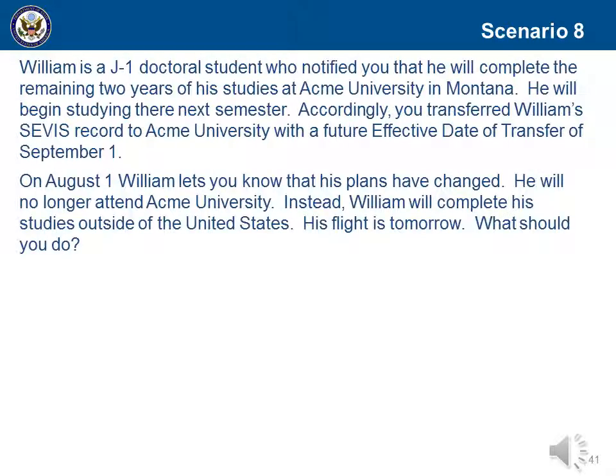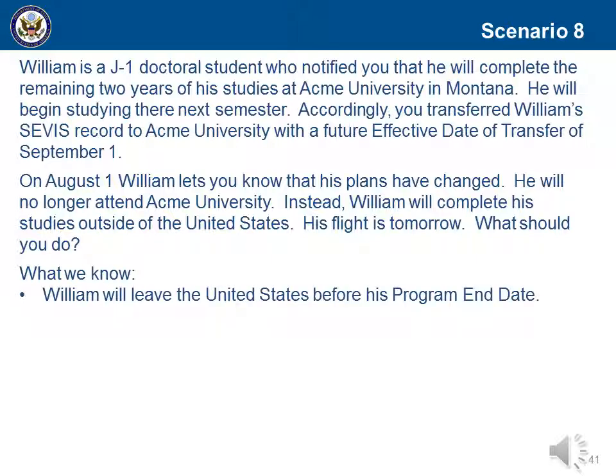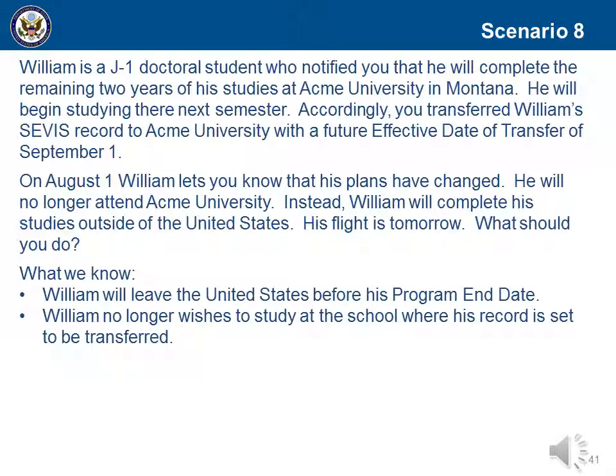On August 1, William lets you know that his plans have changed. He will no longer attend Acme University. Instead, William will complete his studies outside of the United States. His flight is tomorrow. What should you do? Here's what we know. William will leave the United States before his program end date. William no longer wishes to study at the school where his record is set to be transferred.